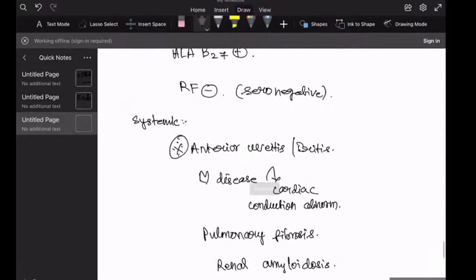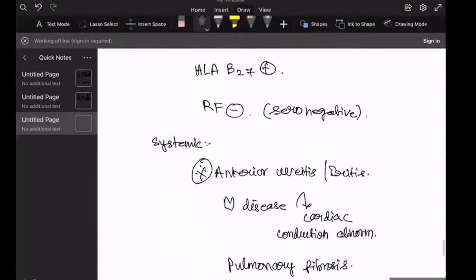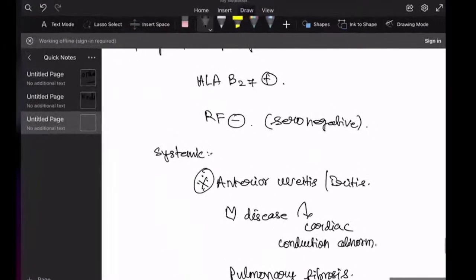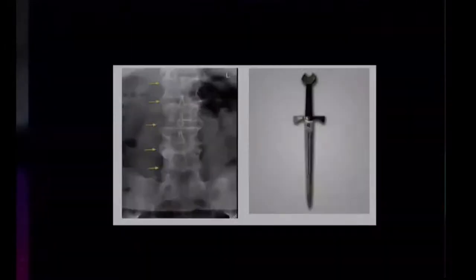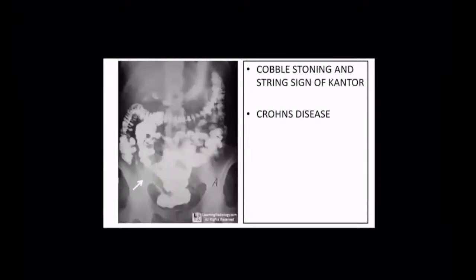Anterior uveitis. Ankylosing spondylitis most commonly causes anterior uveitis. HLA-B27 is involved and it is rheumatoid factor negative. This is your dagger sign or sword sign seen with ankylosing spondylitis. Boot shaped heart is seen with TOF, tetralogy of Fallot. You all know this very easily, you can find it.